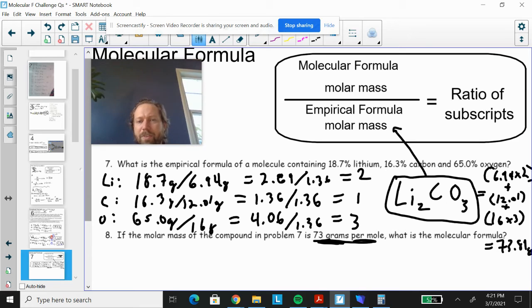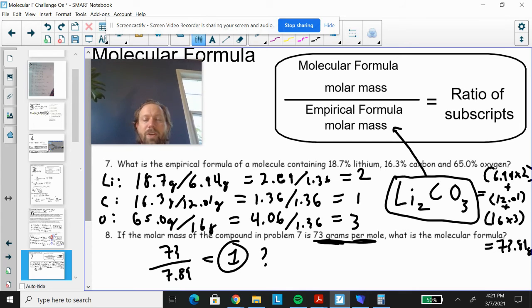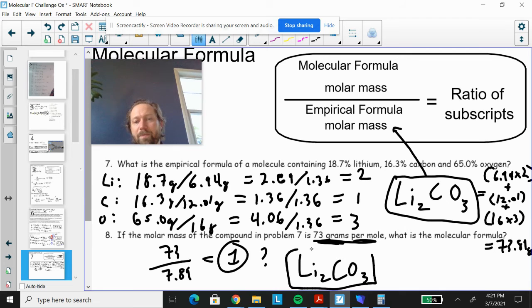So I have 73 over 73.89, which roughly equals 1. What does that mean? That means that the ratio of the molecular formula to the empirical formula is 1. In other words, the molecular formula and the empirical formula are the same.